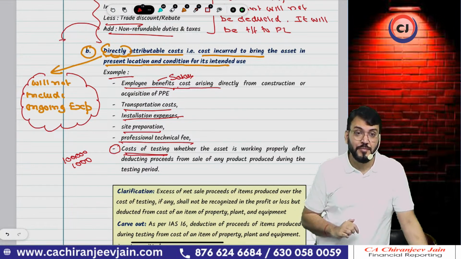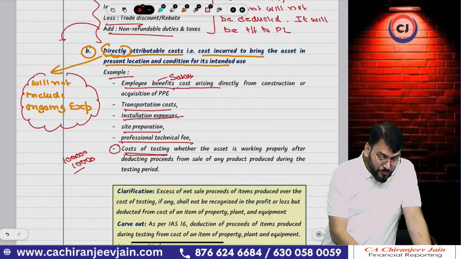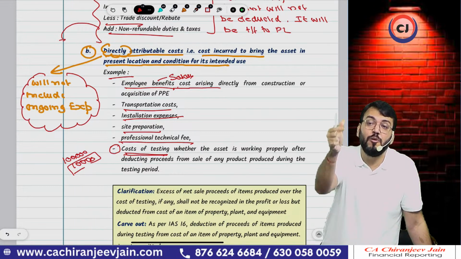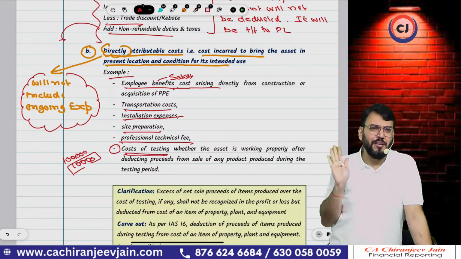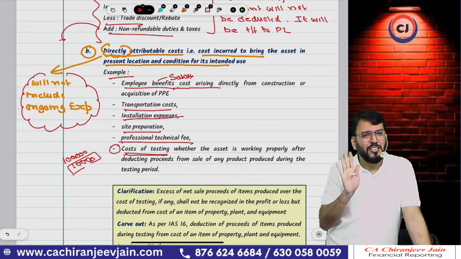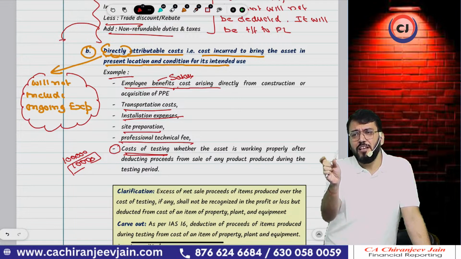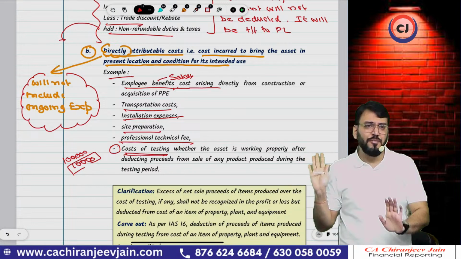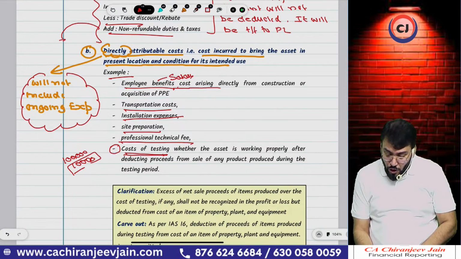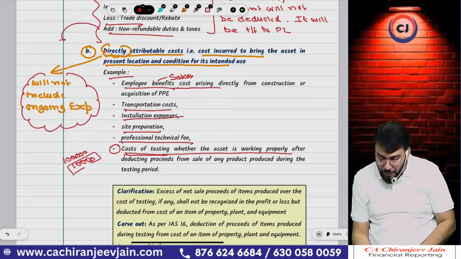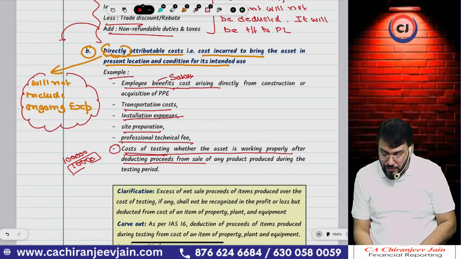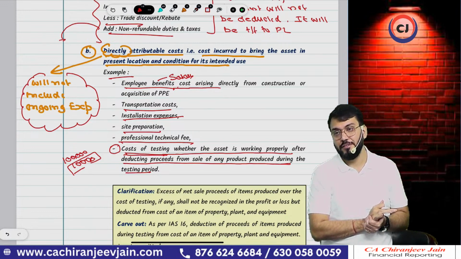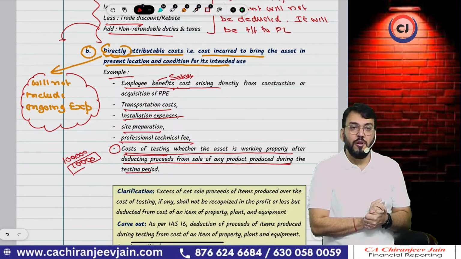So one doubt will come: this 10,000, whatever is the sale proceed, will that be transferred to revenue, or is that deducted from the testing cost and the net amount capitalized? One doubt will come. So that clarification has been given. During the testing period, whatever sale proceed of that inventory will be deducted from testing cost and the net amount will be capitalized. The cost of testing whether the asset is working properly, after deducting proceed from sale of any product produced during the testing period, the net amount will be capitalized.